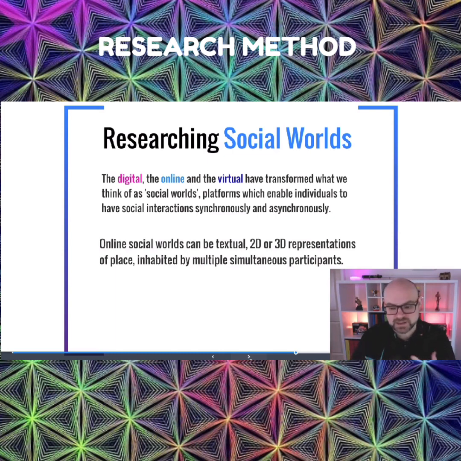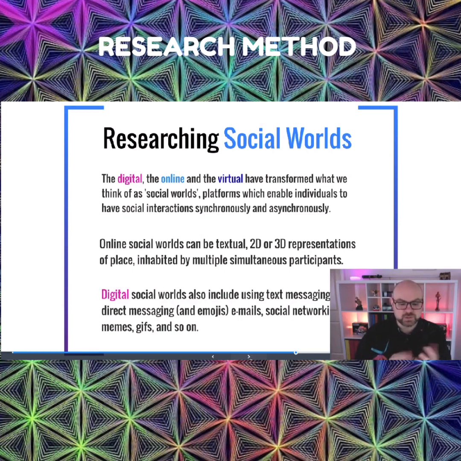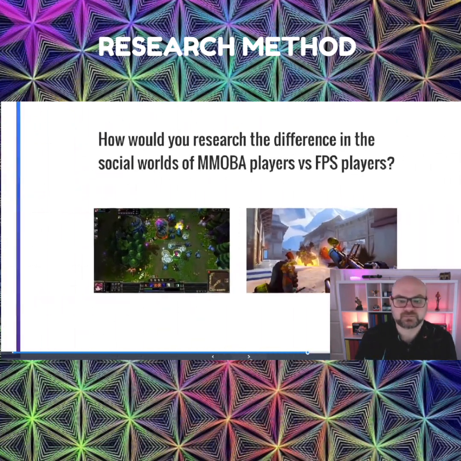Online social worlds can be textual, they can be 2D, they can be 3D, they can be representations of place, they can be platforms like Discord, they can be inhabited by one or two people, or they can have multiple simultaneous participants. Digital social worlds include the use of text messaging, direct messaging, emojis, email, social networking, memes, GIFs, and so on.